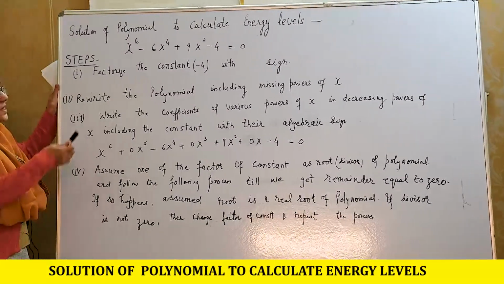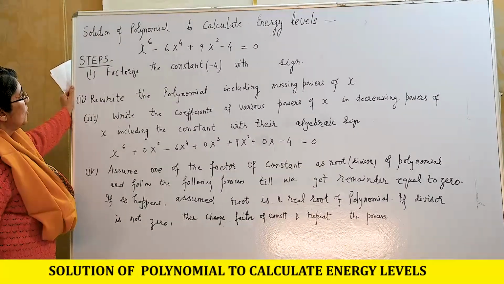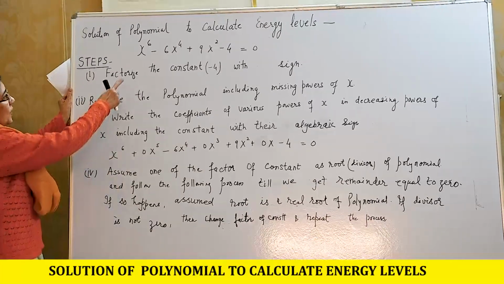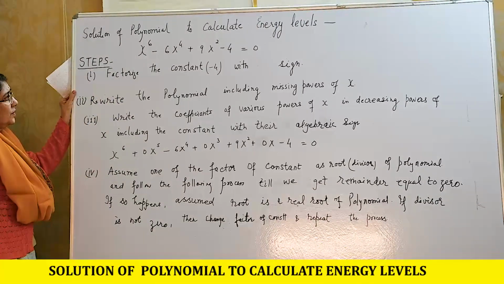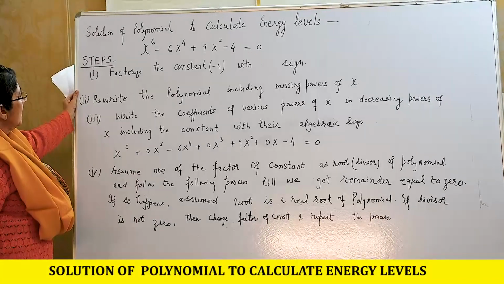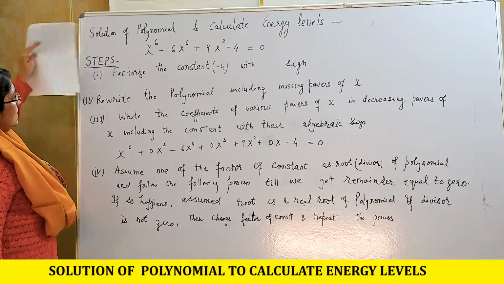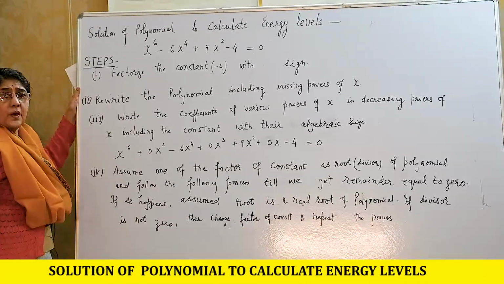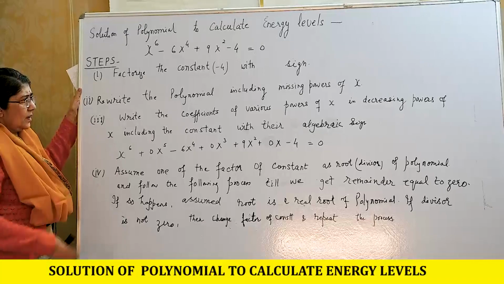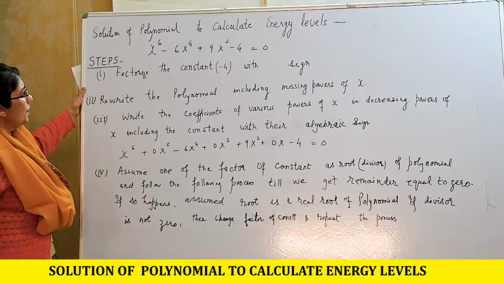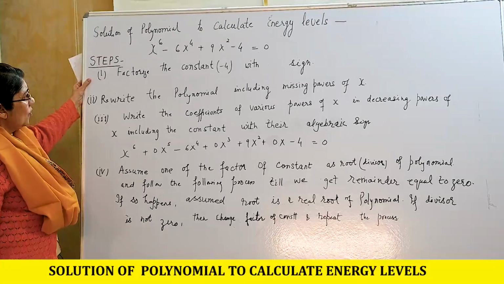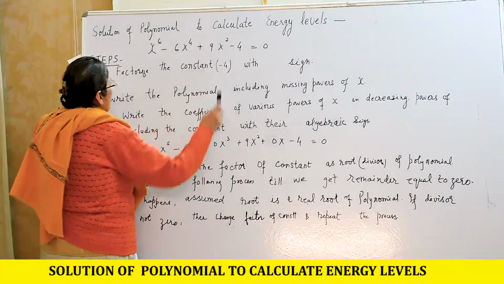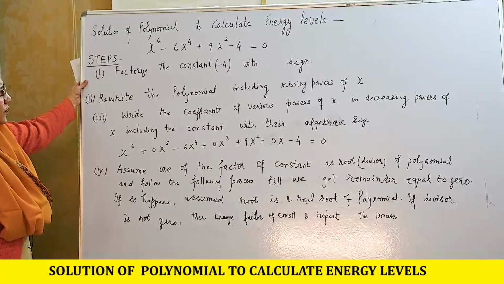Today my topic is a solution of polynomial to calculate energy levels, and this is the polynomial equation which I derived yesterday. Now how this can be solved is written in some steps and you can go through them, and I will explain in detail. First, factorize the constant with sign, because here the constant is -4. So factorize the constant -4 with sign.